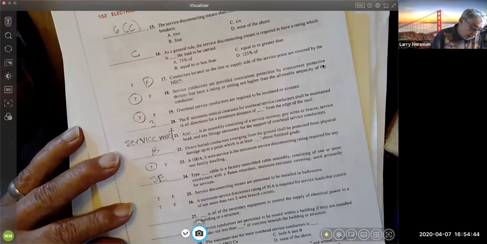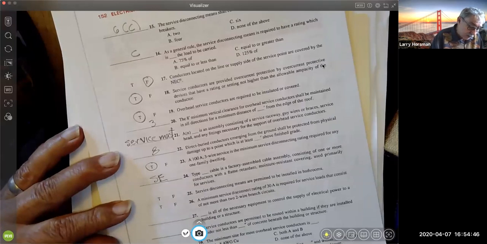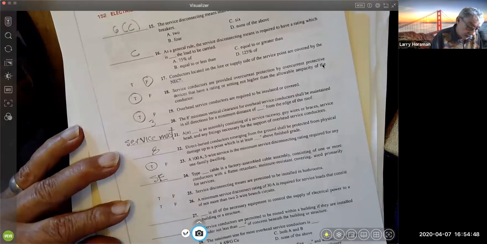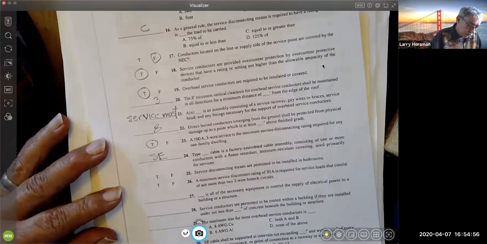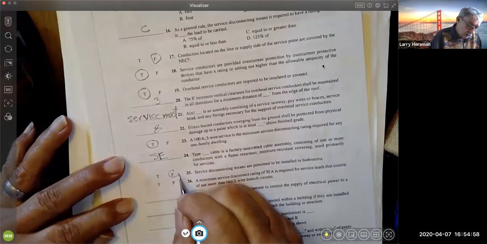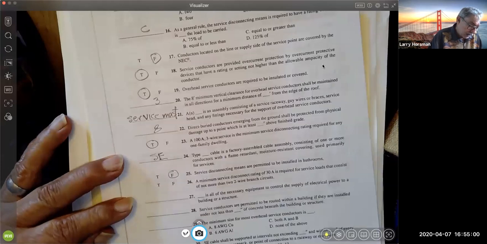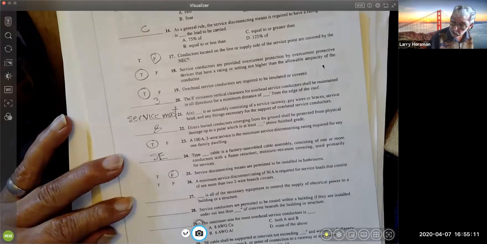So 25, service disconnecting means are permitted to be installed in bathrooms? That doesn't sound right. That's got to be false. And 26, a minimum service disconnecting rating of 30 amps is required for service loads that consist of not more than 2-wire branch circuits. True.